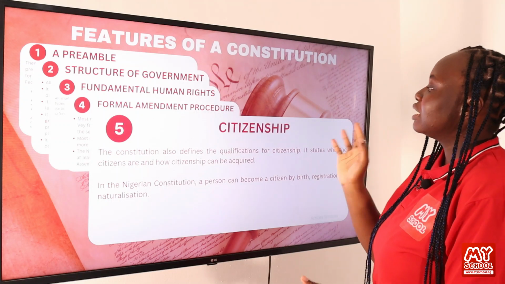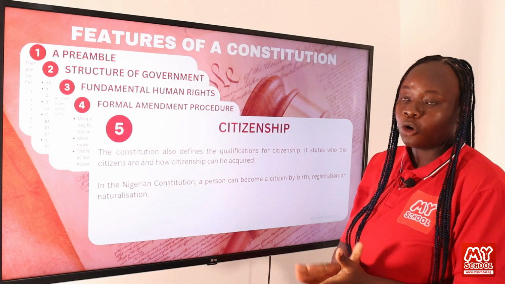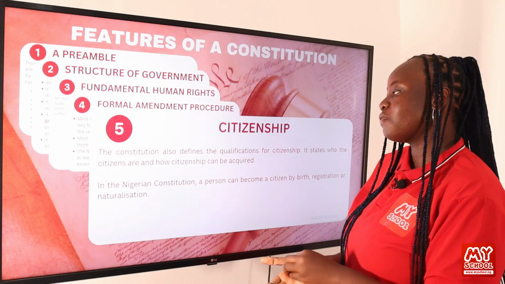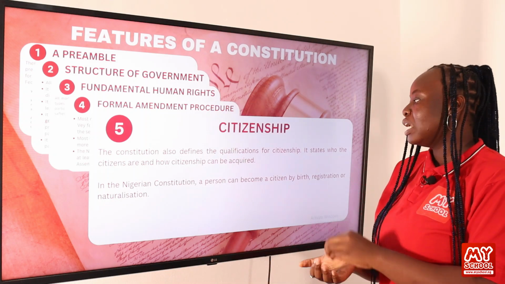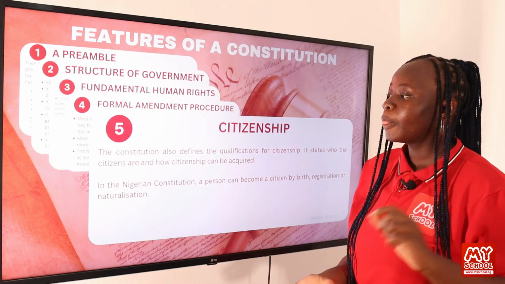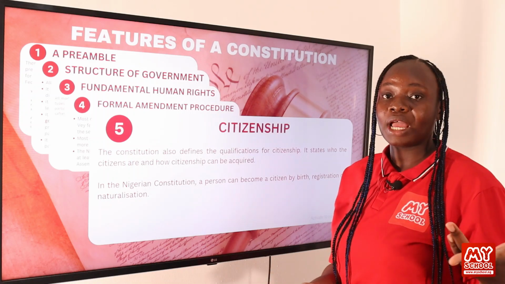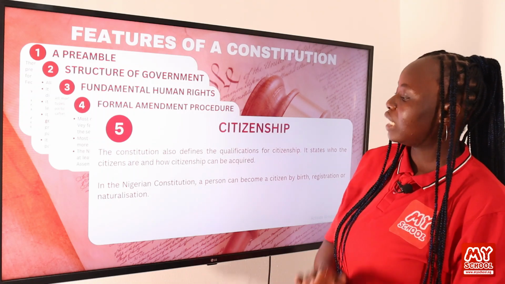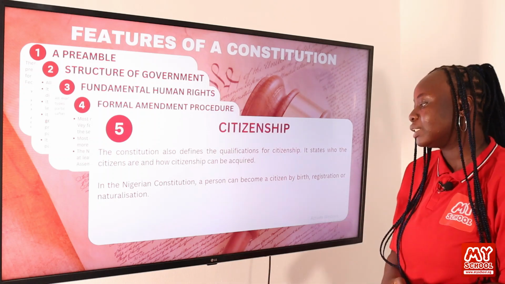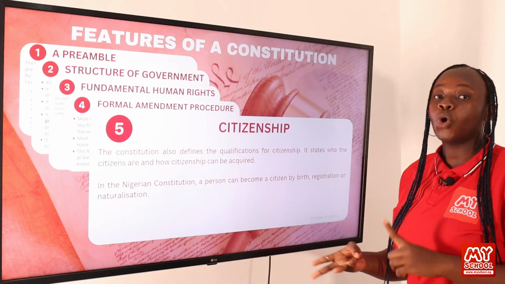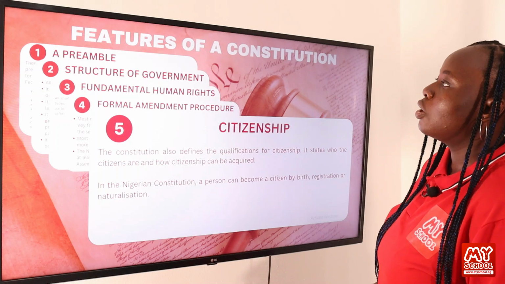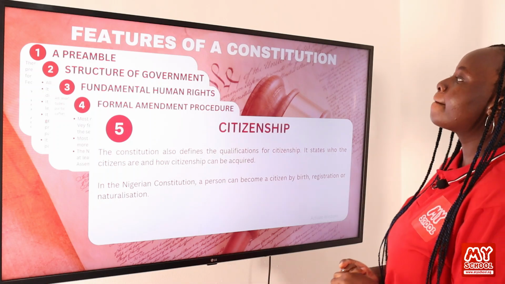All right, citizenship is another major feature of a constitution. So the Constitution also defines the qualifications for citizenship. It states who the citizens are and how citizenship can be acquired within that country. So in the Nigerian Constitution, a person can become a citizen by birth, registration, or naturalization. All right, let's move on to the next slide.